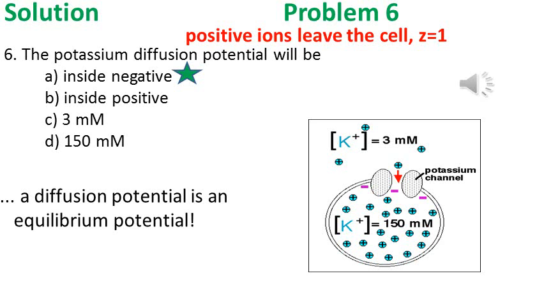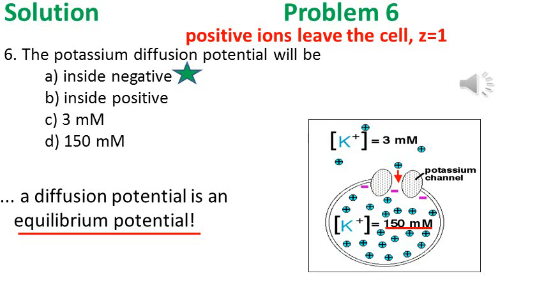Remember that the diffusion potential is an equilibrium potential. Once the diffusion potential is established, the inside negative charge will tend to draw positively charged potassium back into the cell. There'll be a balance between the tendency of potassium to move back into the cell to reach the negative charge and the tendency of potassium to leave the cell because of the higher concentration of potassium inside the cell.